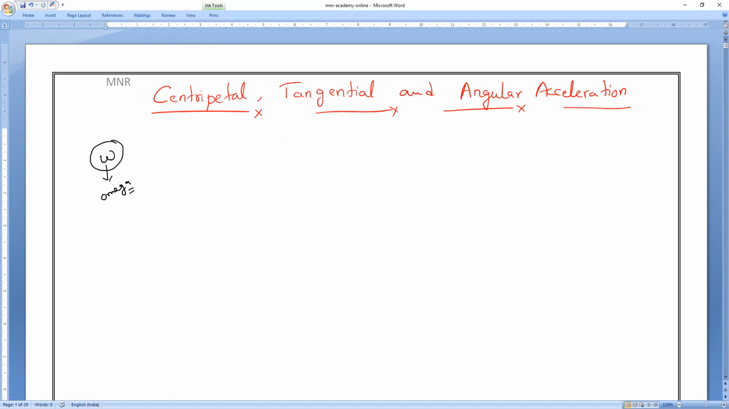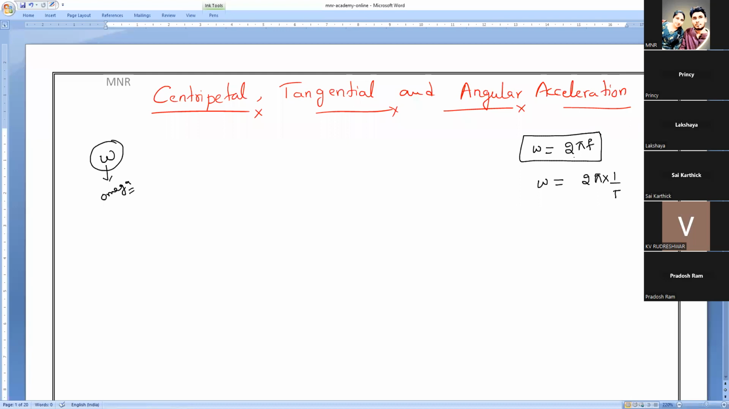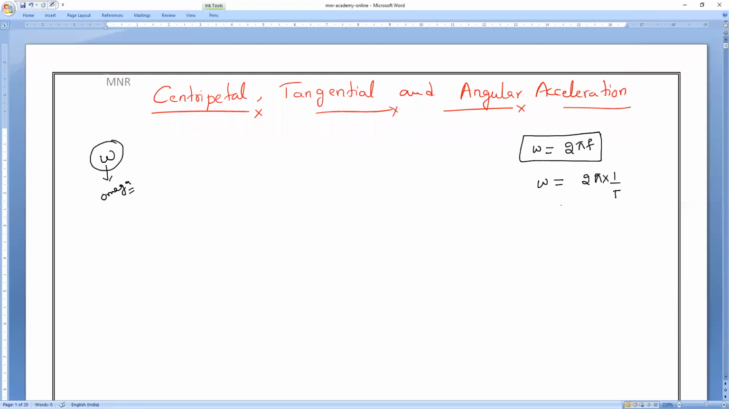We studied the relationship between angular velocity and frequency. Omega is equal to 2 pi f. In the same way we studied omega and time period. Frequency is 1 by time period, so omega is equal to 2 pi f, which is 2 pi by T. I have taught and given you that.